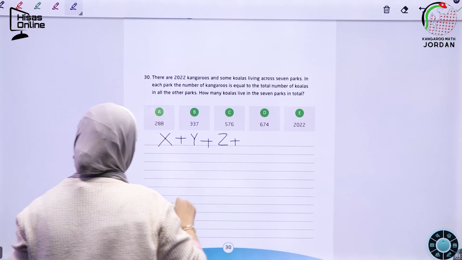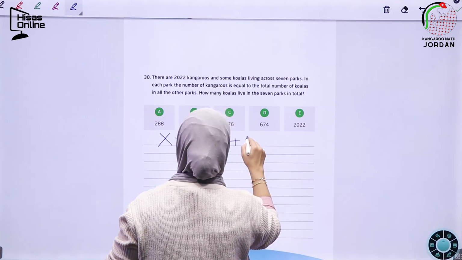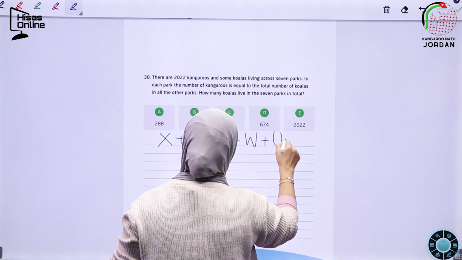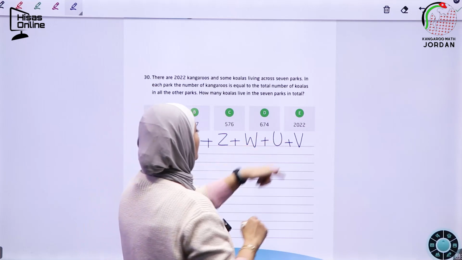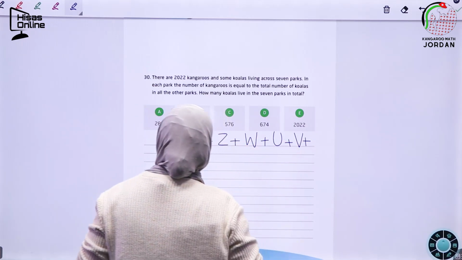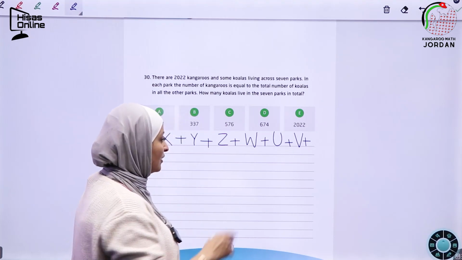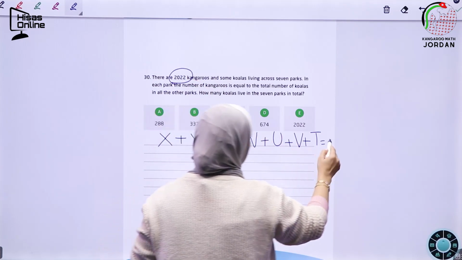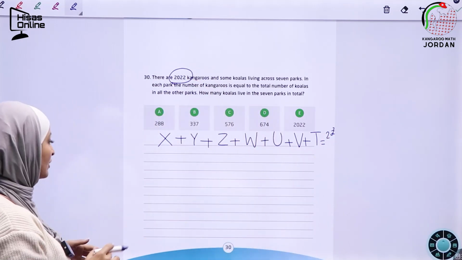X plus Y plus Z, W plus U plus V. 1, 2, 3, 4, 5, 6. We need one more. Let's say it's T. That's all will give me 2,022 kangaroos, okay, in all regions.